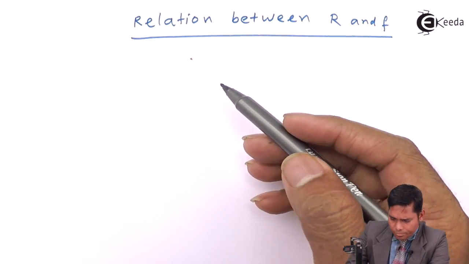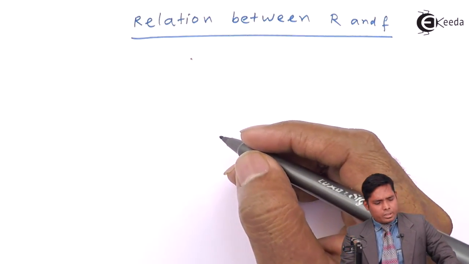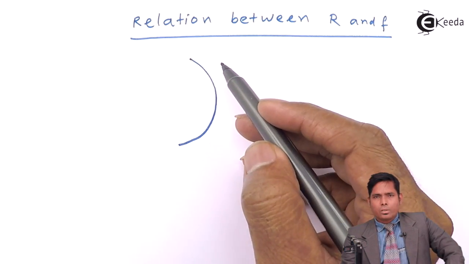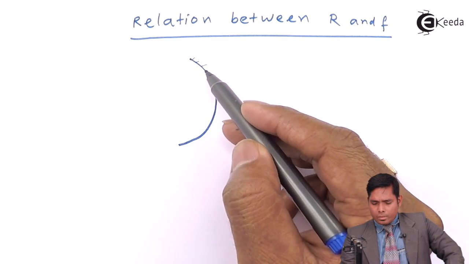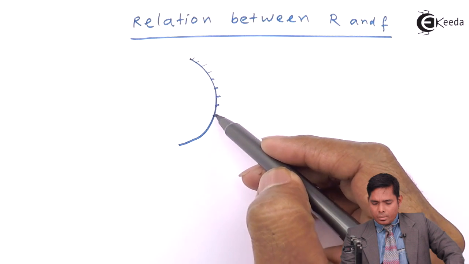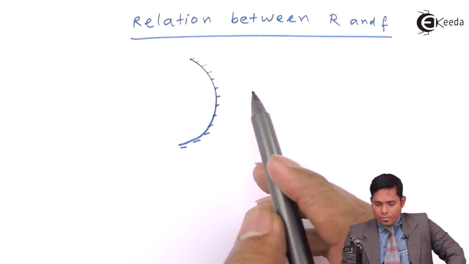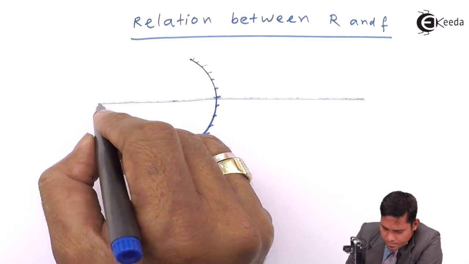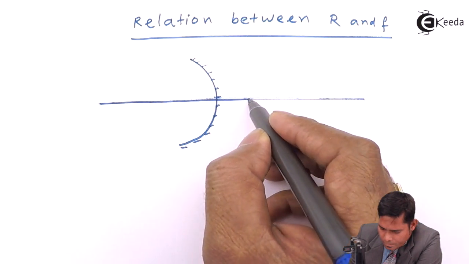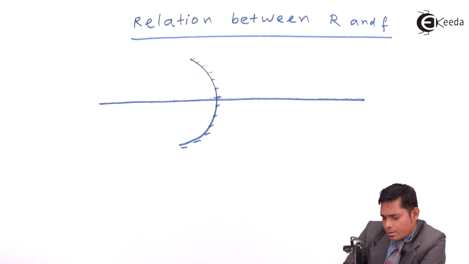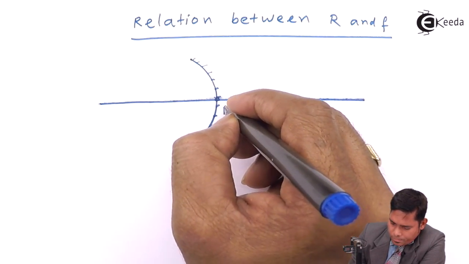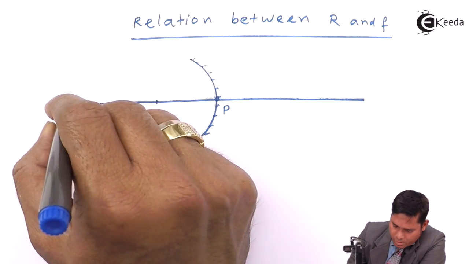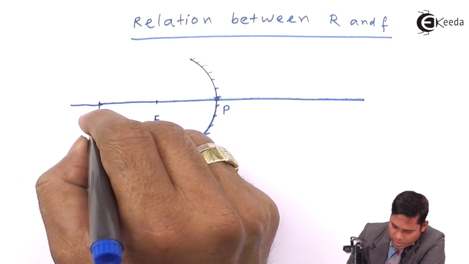Now, you can consider any type of mirror. For the sake of convenience, I will always consider the concave mirror here. So this is a concave mirror, and this is the principal axis. This is the pole. This is the focus. This is the center of curvature.